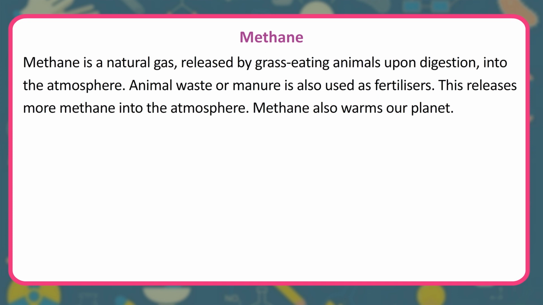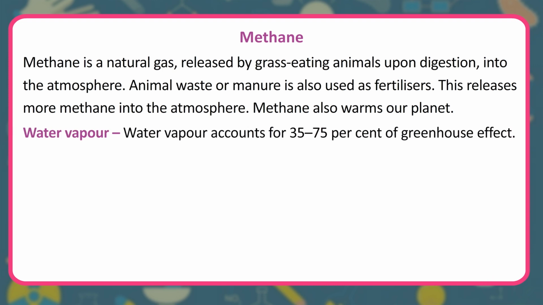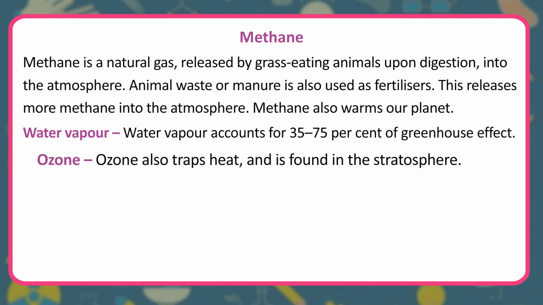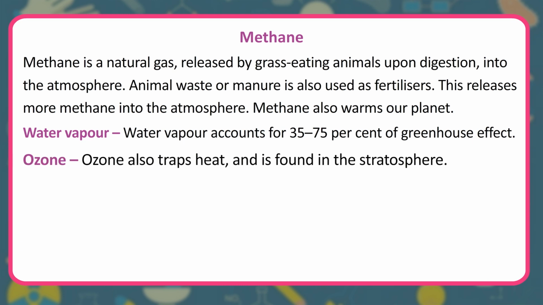Methane. Methane is a natural gas, released by grass-eating animals upon digestion, into the atmosphere. Animal waste or manure is also used as fertilizers. This releases more methane into the atmosphere. Methane also warms our planet. Water vapor. Water vapor accounts for 35–75% of greenhouse effect. Ozone. Ozone also traps heat and is found in the stratosphere.